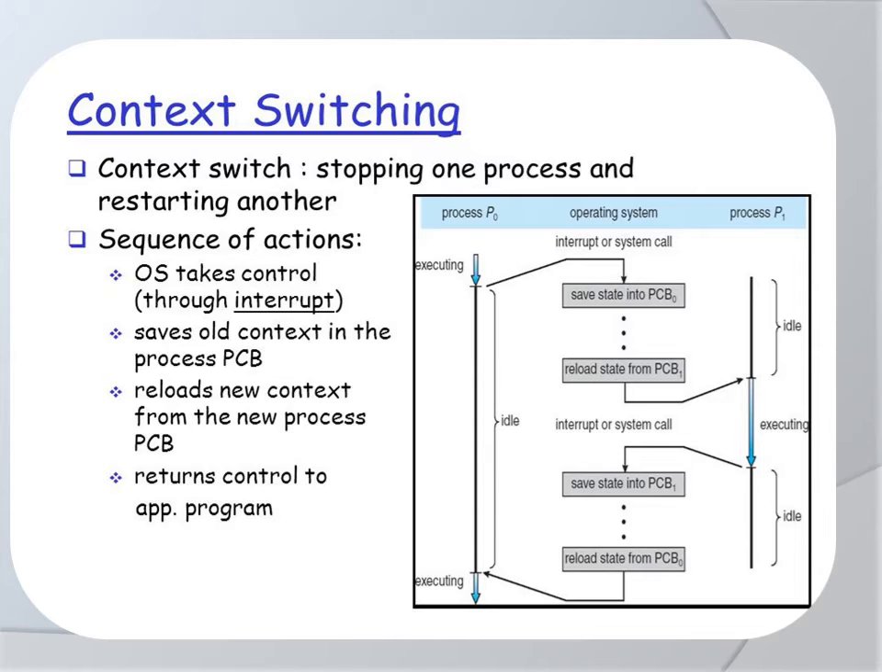If one particular process is executing and, for some reason, the execution of that process is interrupted, then a new process gets control of the CPU. Return control to the application program. So this is context switching.